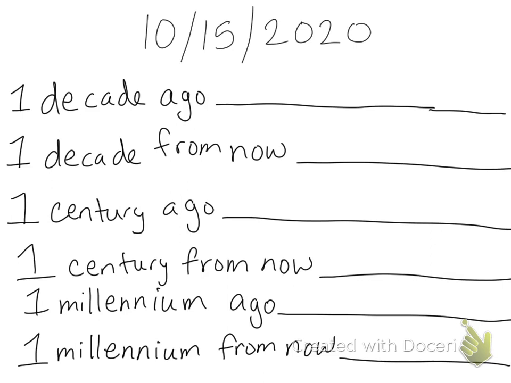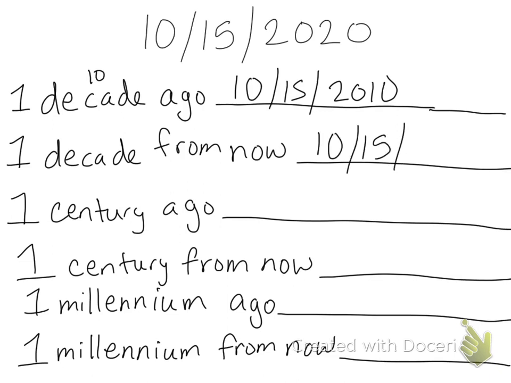All right, so let's say the date is October 15th, 2020. So what date was it a decade ago? Well, a decade ago is 10 years ago. So that's going to be October 15th, 2010. Now notice the month and the day stay the same. It's only the year that's changing. Okay, what will it be 1 decade from now? Well, it'll be October 15th, 2030.